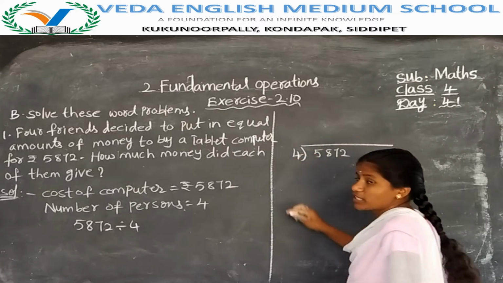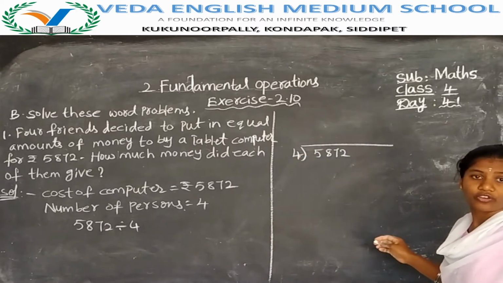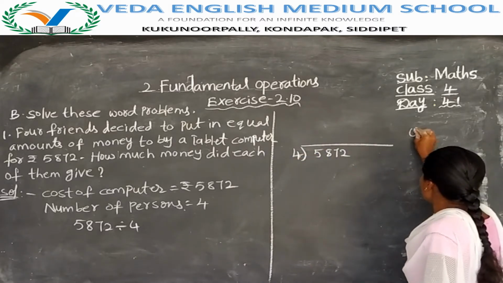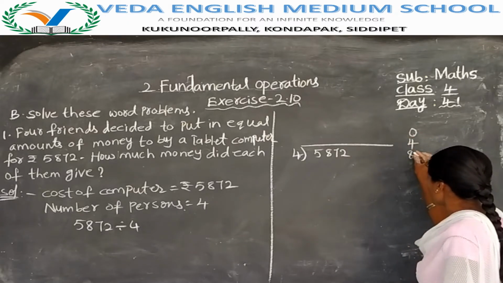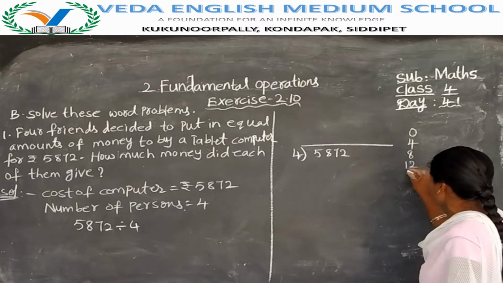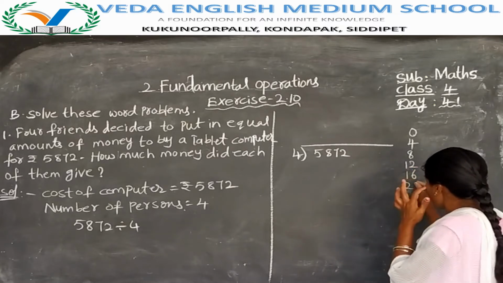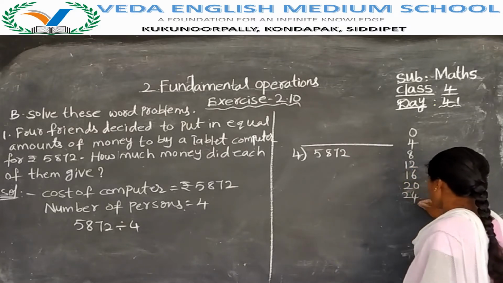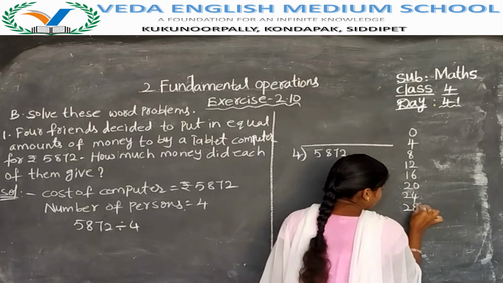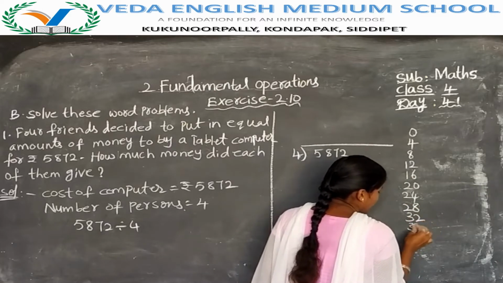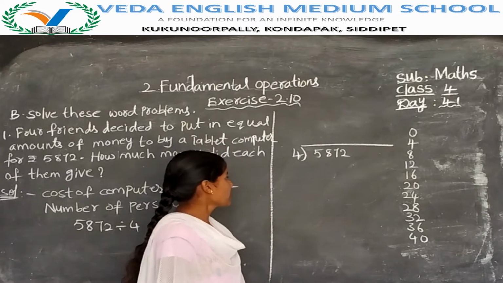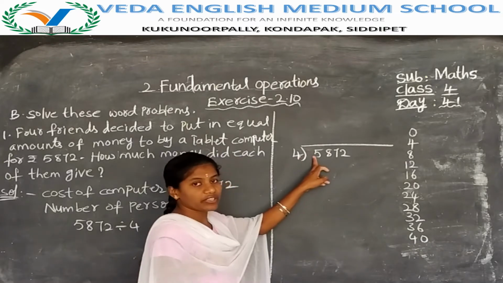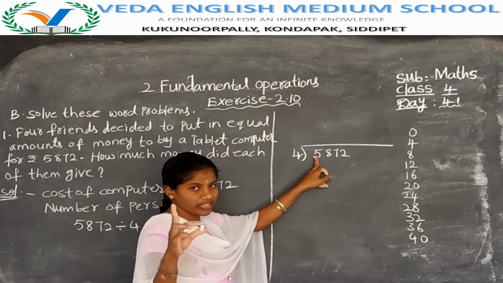5,872. Here the divisor is 4, so here we need to write 4 table. 4 zeros are 0, 4 ones are 4, 4 twos are 8, 4 threes are 12, 4 fours are 16, 4 fives are 20, 4 sixes are 24, 4 sevens are 28, 4 eights are 32, 4 nines are 36, 4 tens are 40. Now 4 table has completed. Next now see. If the dividend is greater, then you have to take one digit.